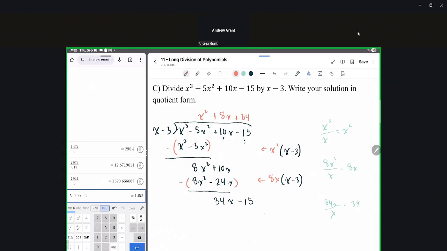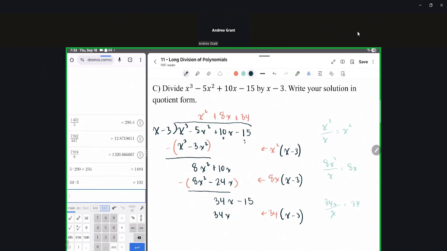And so on this line, we write 34 multiplied by x minus 3. So 34 times x is going to be 34x. 34 times negative 3, that's why we have a calculator off to the side, so it's going to be 102 of the negative variety.